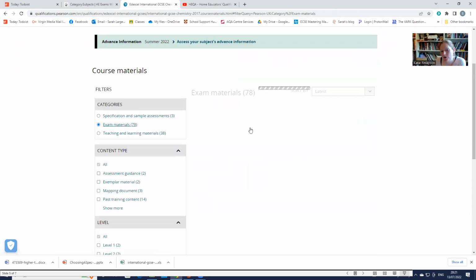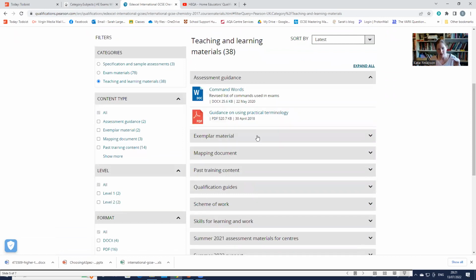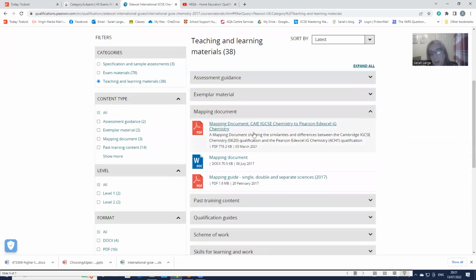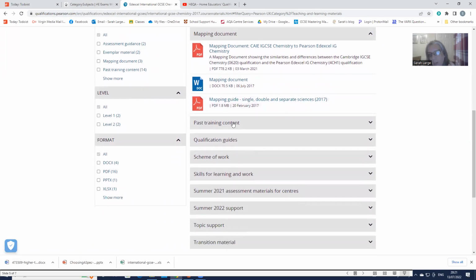So there's often quite useful things here. The exemplars are sort of examples of different types of answers that students might give and what marks they will get. So that can be useful to you to figure out what examiners are looking for, what you need for full marks. You often get assessment guidance, mapping documents that can compare different specs. And this is a brilliant one that compares single, double and separate sciences for Edexcel. So it tells you what content is on each one. You can access past training content, which is less useful because you can't hear anyone, so you're just looking at the slides.